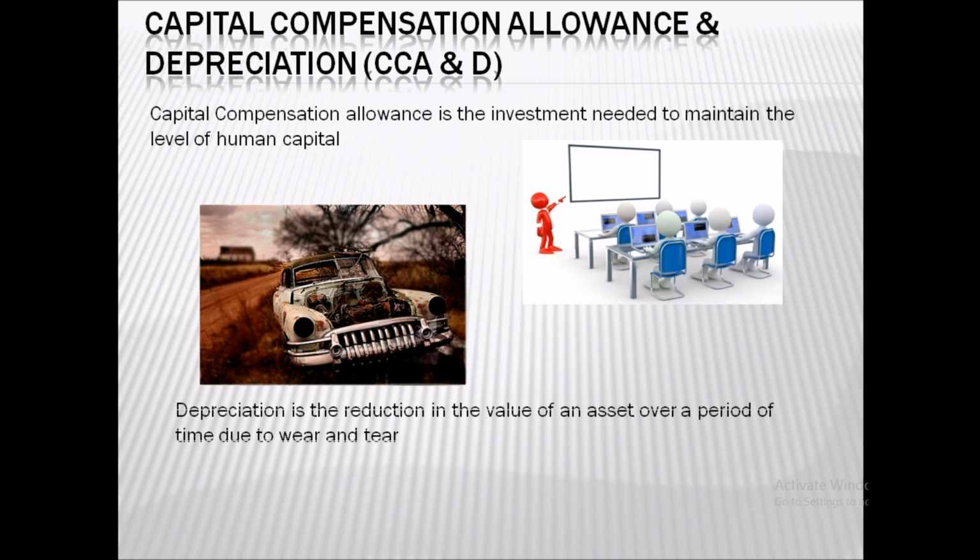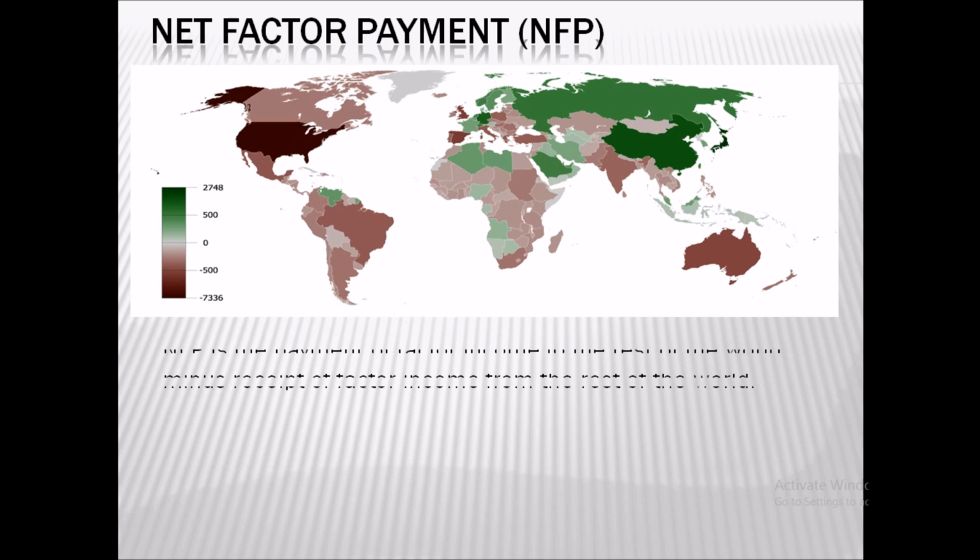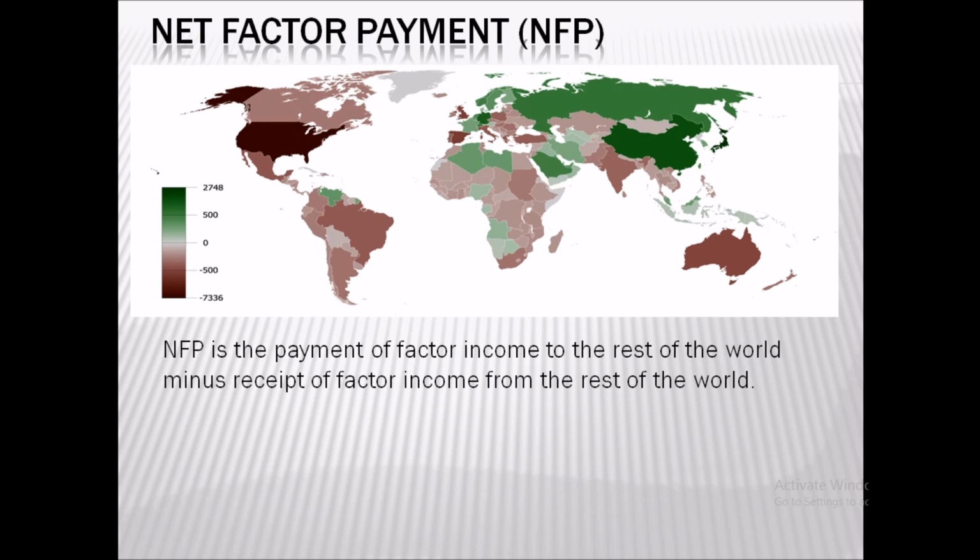And now the depreciation. Depreciation is the reduction in the value of an asset over a period of time due to wear and tear. And now net factor payment. NFP is the payment of factor income to the rest of the world minus receipt of factor income from the rest of the world. And we have seen that a factor payment is basically the compensation given for the providers of basic factors of production like your land, labor, and capital. So any factor payment like rent, wages, and interest paid on foreign assets but deployed in the country, like a salary paid to an expat worker or a dividend paid on foreign capital investments, are factor income paid to the rest of the world.